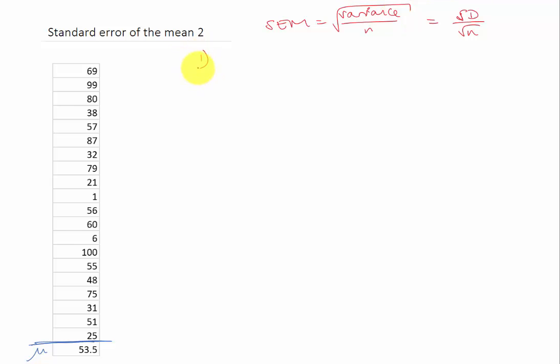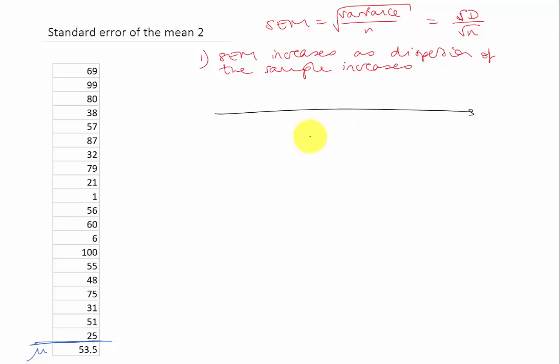And so, first of all, let's talk about why SEM increases as the standard deviation increases, so as the dispersion of the sample increases. Let's just look at an example here. So let's imagine we've got two different samples, and they've each got two different populations, and they've each got a population mean of 50. So in both cases, population mean is 50.